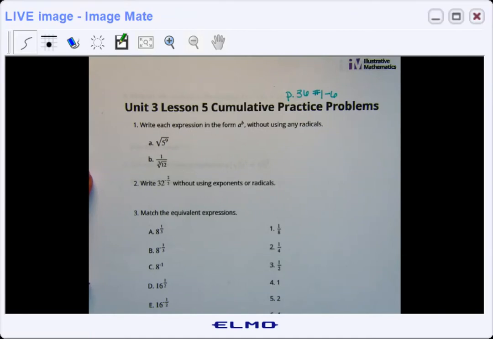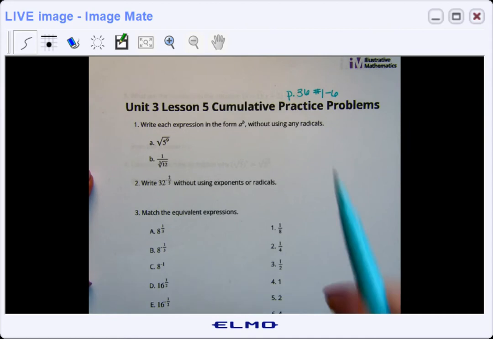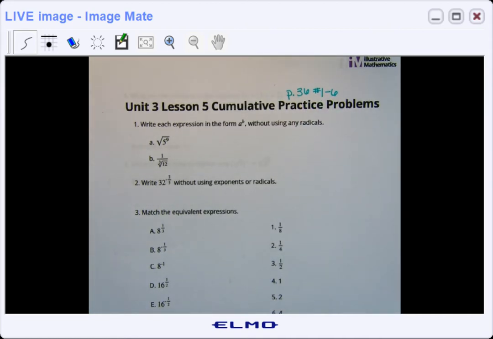Hi, it's Mrs. Moret with help on the Lesson 5 practice problems from your textbook on page 36, numbers 1 through 6. So let's get started.